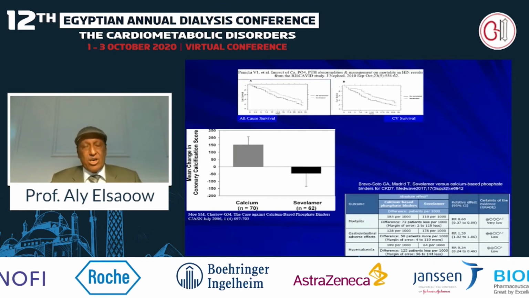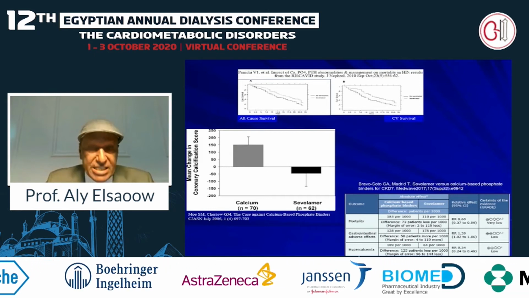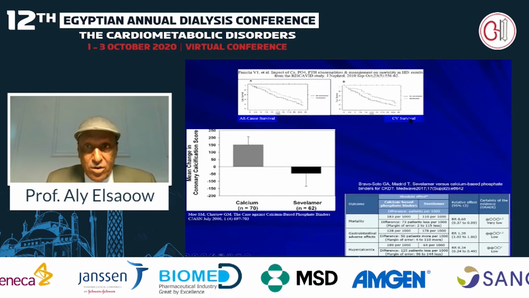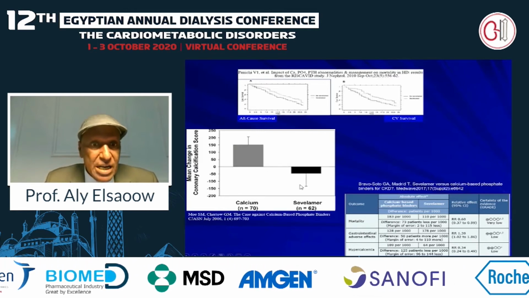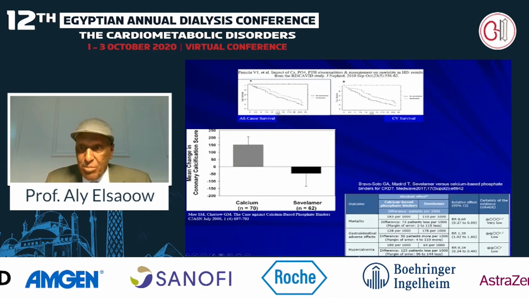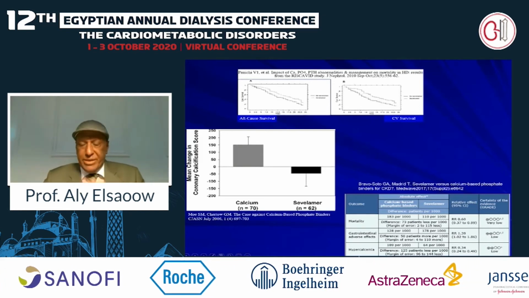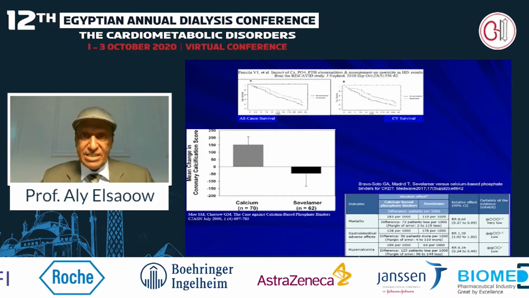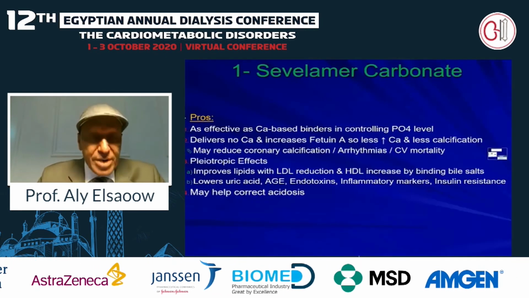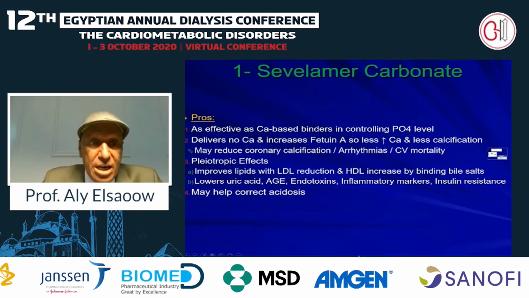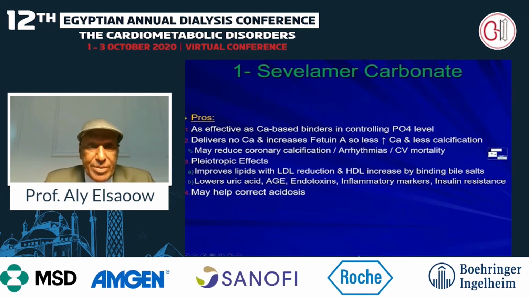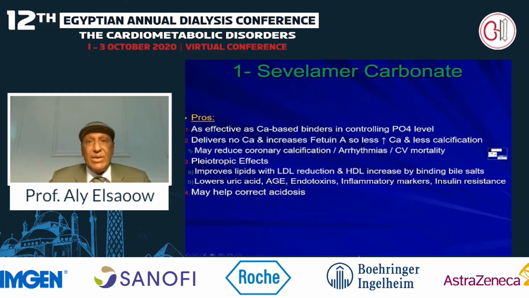But again, these are either observational or retrospective analyses, and as you can see, it can improve all-cause survival or cardiovascular survival. It can reduce coronary artery calcification and reduce hypercalcemia, but as you see in the table, the quality of evidence is not great. There are also pleiotropic effects. It can improve lipid profile, lower uric acid, AGEs and endotoxins, inflammatory markers, and insulin resistance, and may help correct acidosis with sevelamer carbonate.